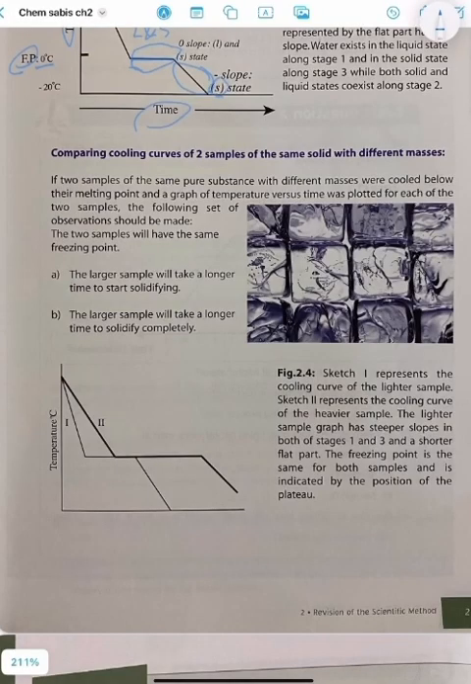Same concept you can apply on the cooling curve. If you have two substances, let's say 2 liters of water and 1 liter of water, which one of them is bigger? The 2 liter is bigger than 1 liter. So let's say we have I and we have double I. Which one of them will take more time for it to freeze? The bigger one will take more time.